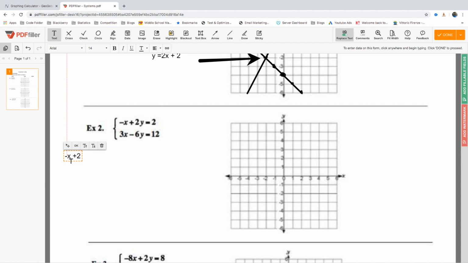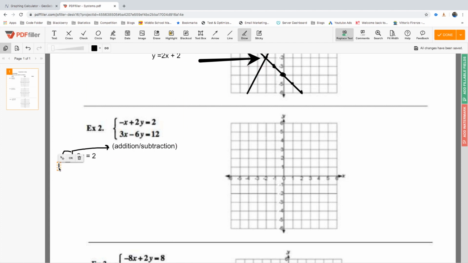So let's go ahead and write this equation, which is negative x plus 2y equals a positive 2. Now, I know that I want the y to be isolated, or by itself, so I'm going to have to move this negative x to the other side. We got to move it. And I know I can only do that using addition or subtraction. Since it's already being subtracted because it's negative, I'm going to use the opposite, in this case a positive x. So I'm going to add x to both sides of my equal sign.